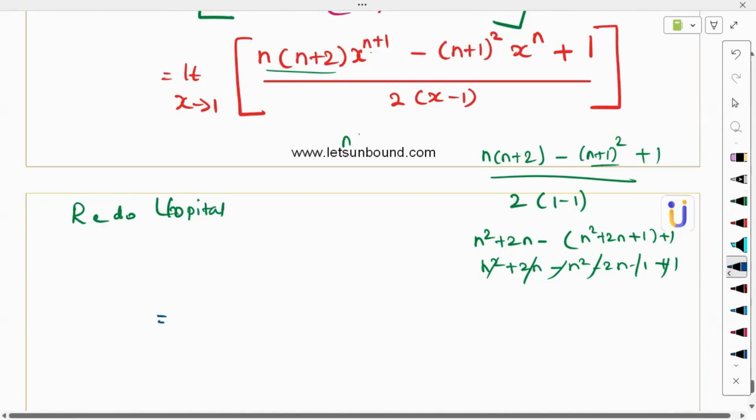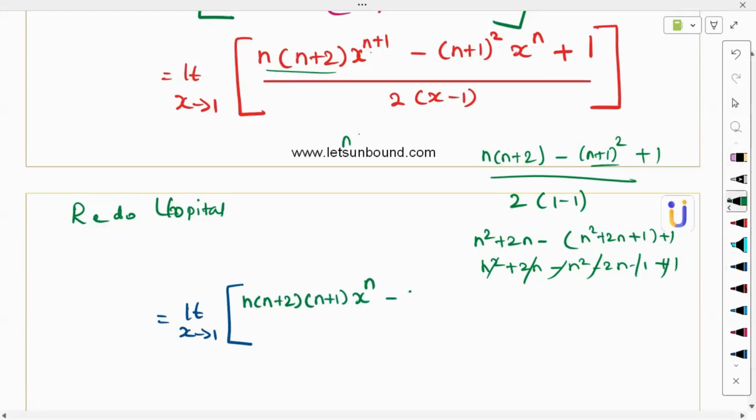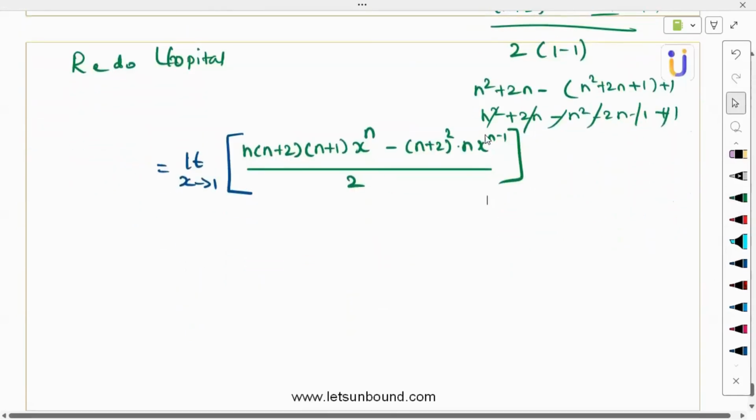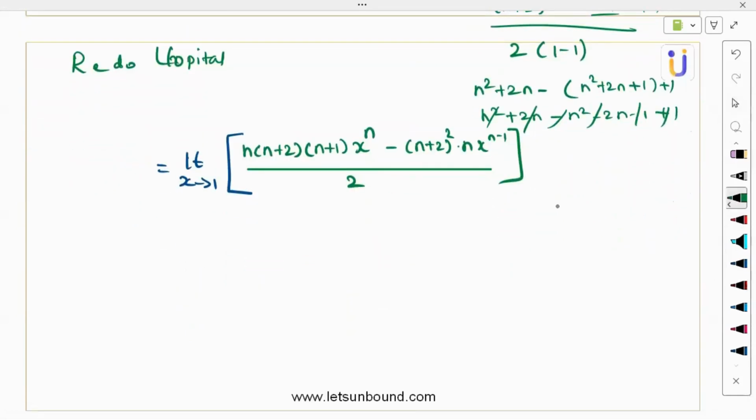Right. So again, limit x tends to 1. When I start differentiating this, n into n plus 2 will stay there. And x power n plus 1 will go n plus 1 into x power n. Then minus n plus 1 the whole square into n x power n minus 1. And this will become 0. This will become 2x. Sorry, just 2. Right? Okay. Now we can substitute and check.